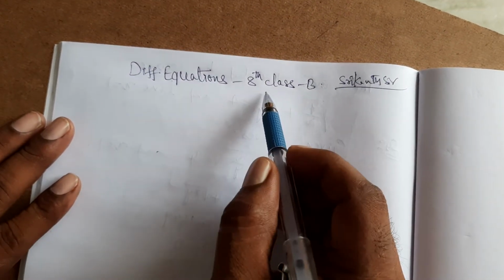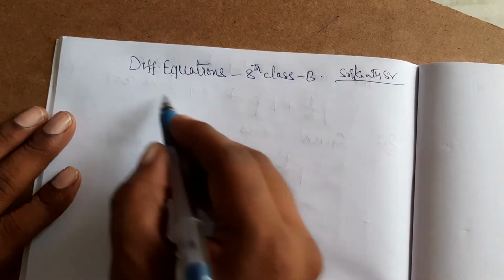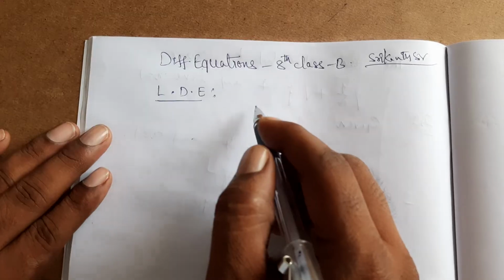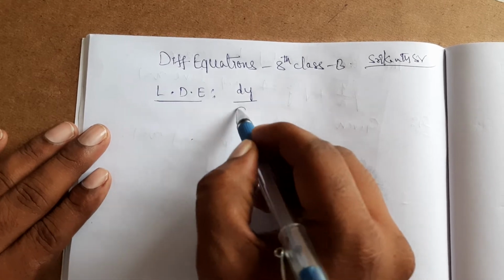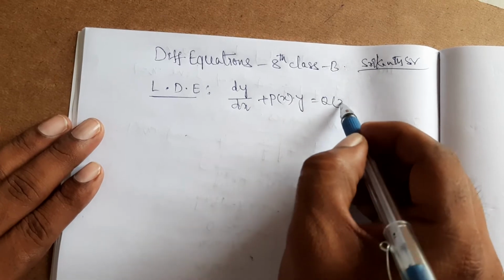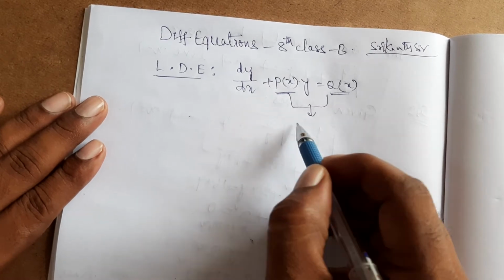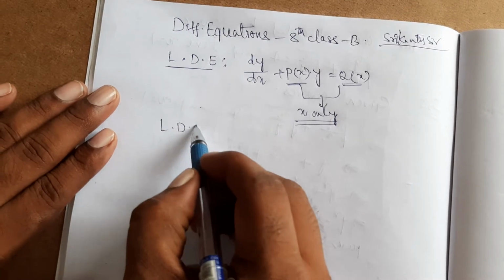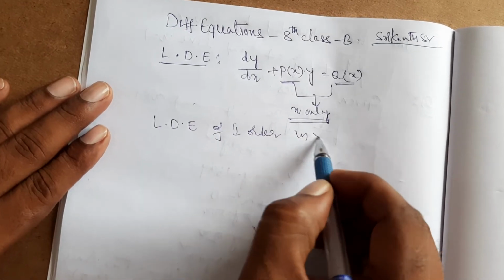Differential equations. This is 8th class B lecture. In the 8th class A lecture we gave the linear differential equation. The linear differential equation means dy by dx plus p of x into y is equal to q of x, where p of x, q of x both are functions of x only. This is known as the linear differential equation of first order in y.